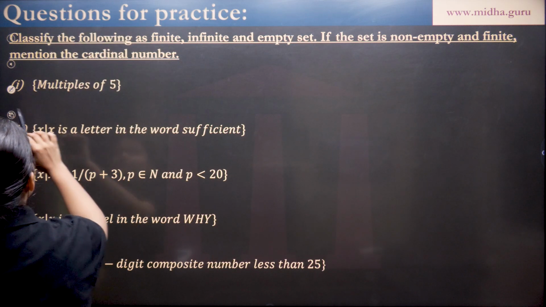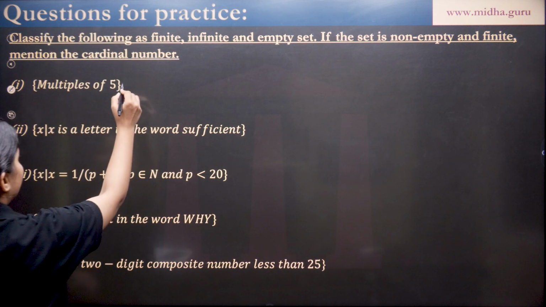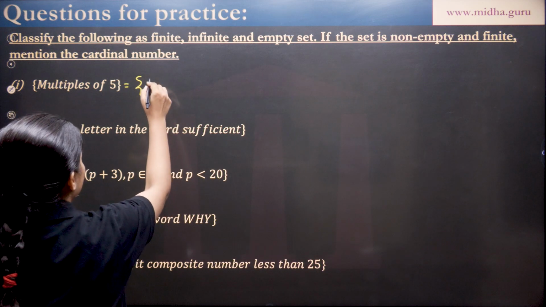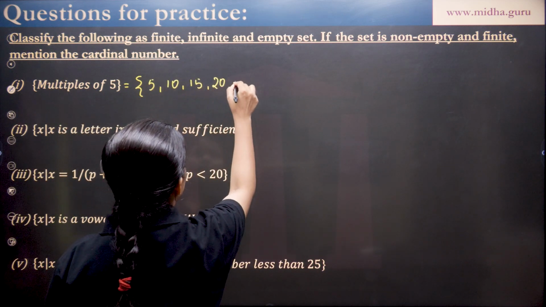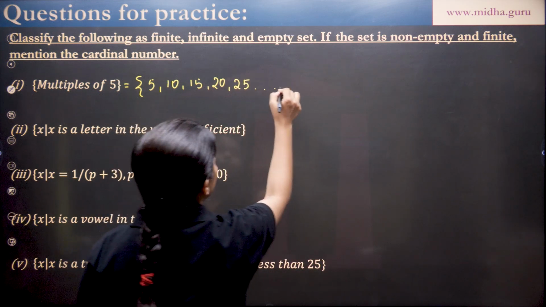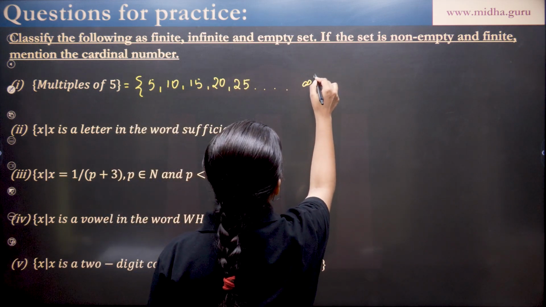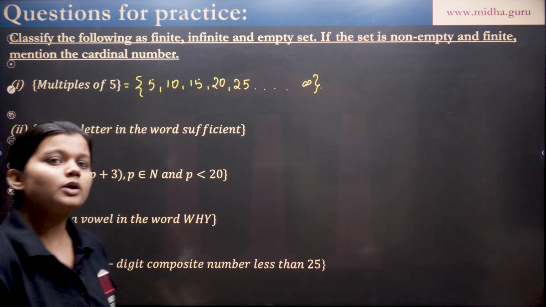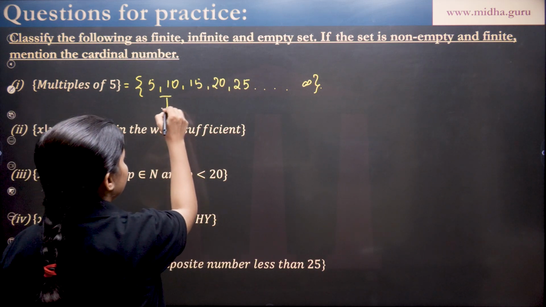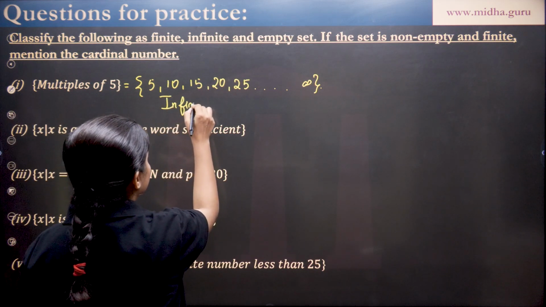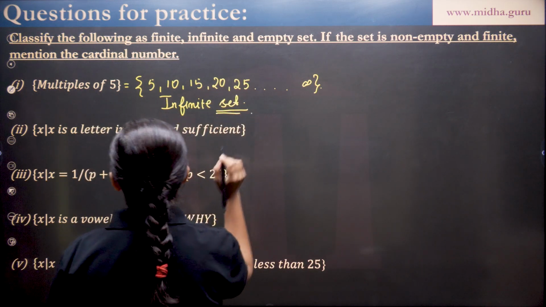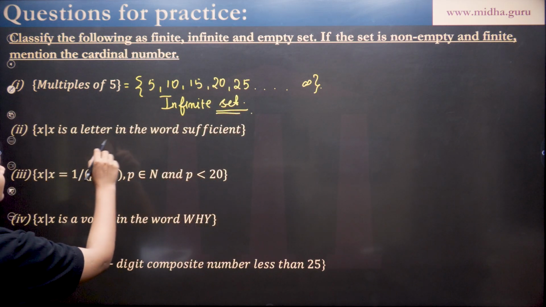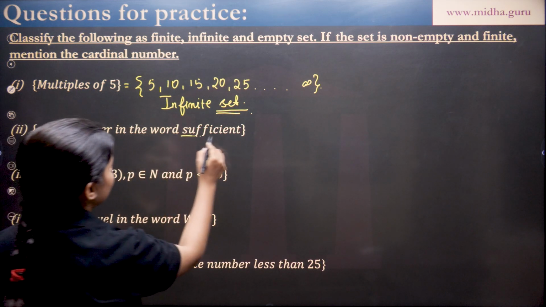So let's do multiples of 5. If we write the multiples of 5, we can write 5, 10, 15, 20, 25, and it will go on up to infinity. So this is what? This is an infinite set. Okay. Next is x, such that x is a letter in the word sufficient.